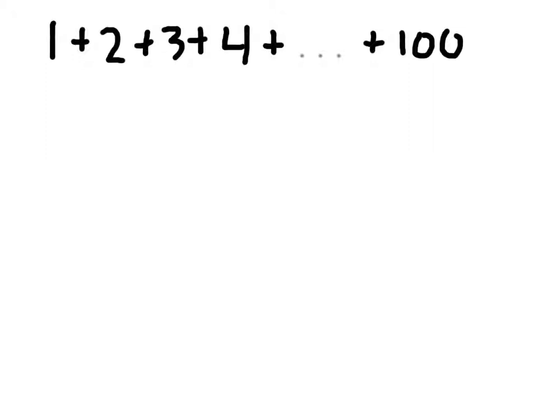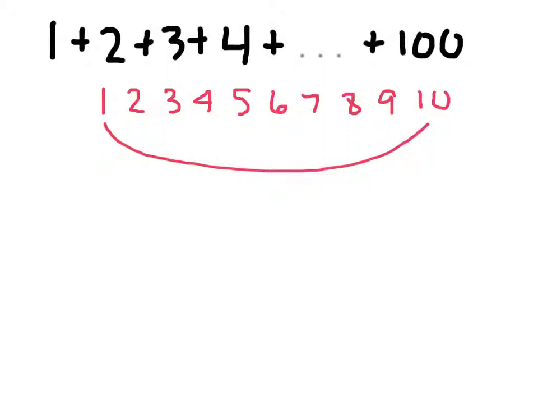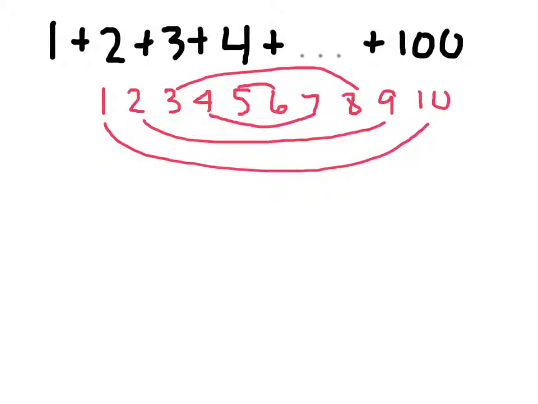So what Gauss noticed is that there were pairs of numbers, and I'm not going to write out 100 pairs of numbers, so I'm going to try a smaller problem. I'm going to write out the sum of the numbers 1 to 10. So we're going to go 1, 2, 3, 4, 5, 6, 7, 8, 9, 10. What he noticed is this pair, this pair, this pair, this pair, and this pair all add up to 11.